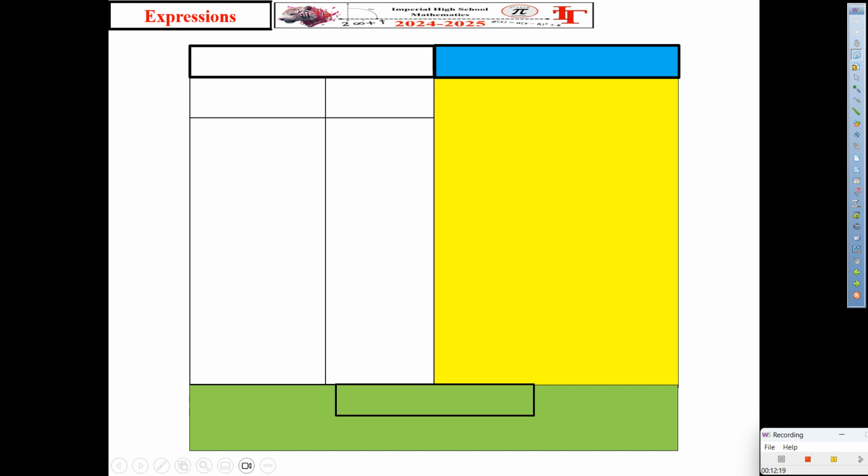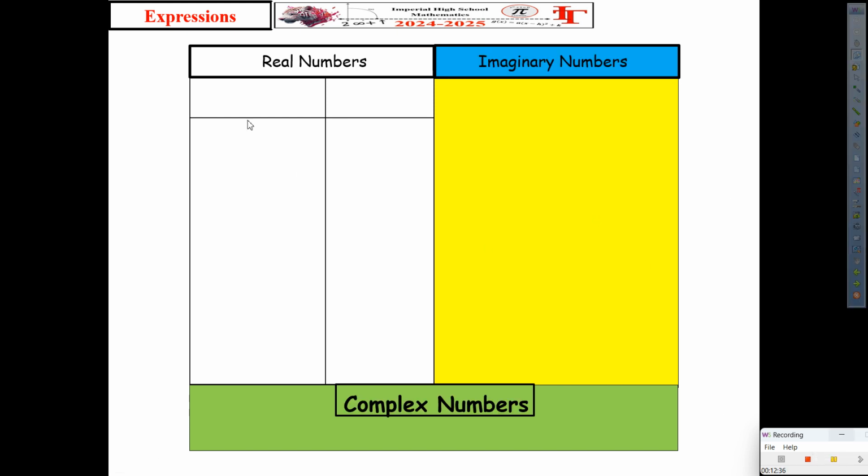Copy this underneath your Frayer model, please. You have your Frayer model, the other one that you did, right? Copy this one underneath, because we're going to go over numbers really quick. Copy that table, please. Once you have your table, top left, you label it real numbers, right side imaginary numbers, and the bottom complex numbers. I'll give you some time to set up. Go.